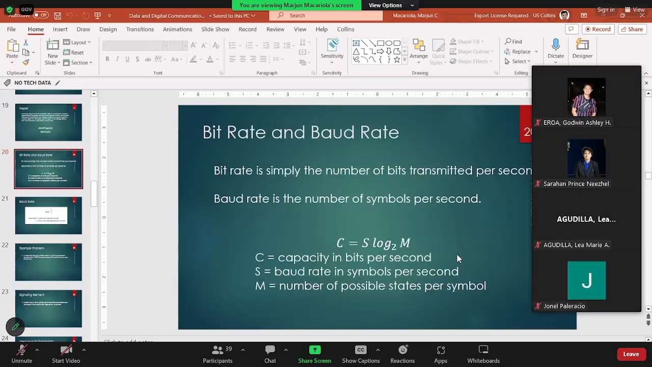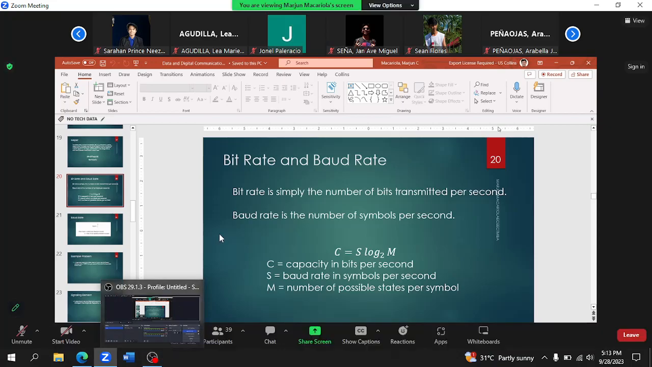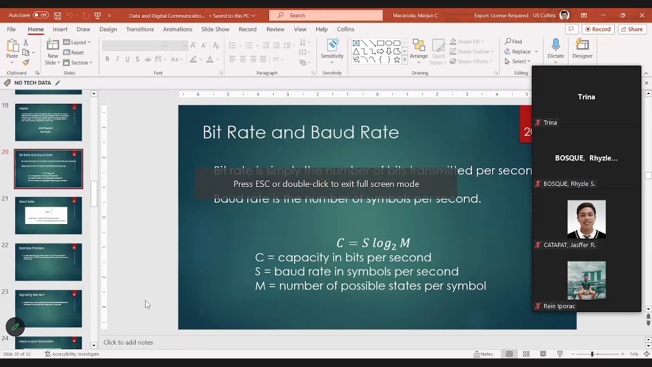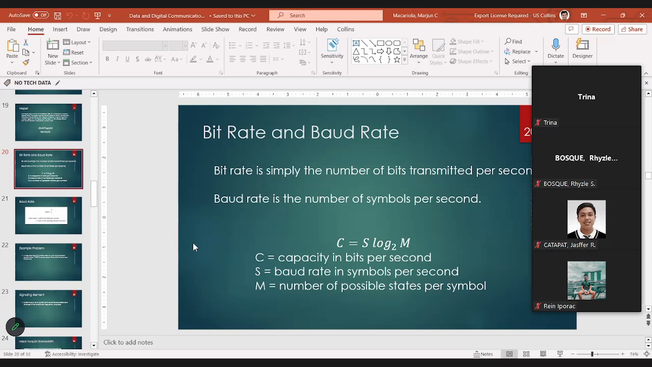During our first meeting, we already discussed information capacity, which is also measured in terms of bits per second. When we're dealing with the number of bits transmitted per second, we're dealing with bit rate. Second is the baud rate. Baud rate is the number of symbols per second. If you encounter the number of signaling elements, symbols, states, or conditions per second, you're also dealing with baud rate.